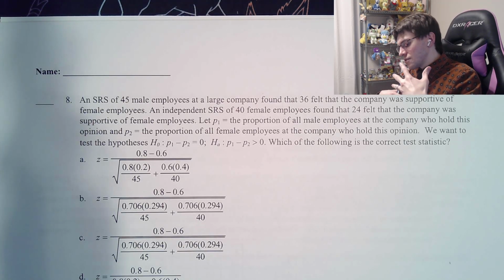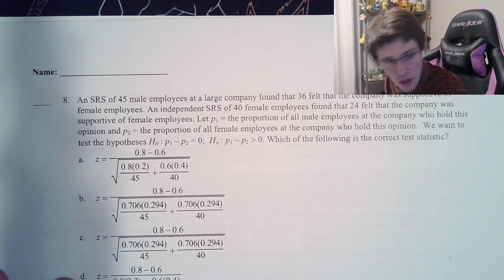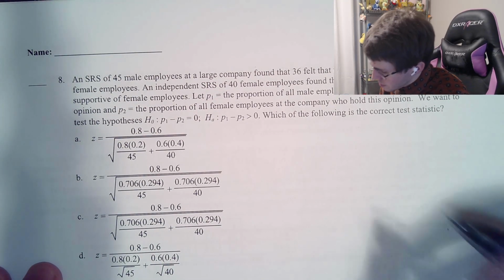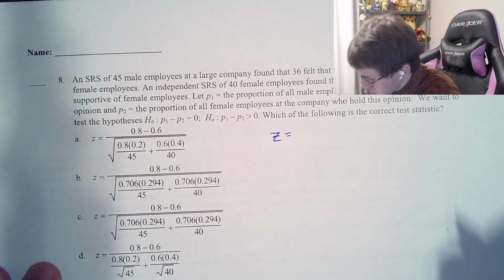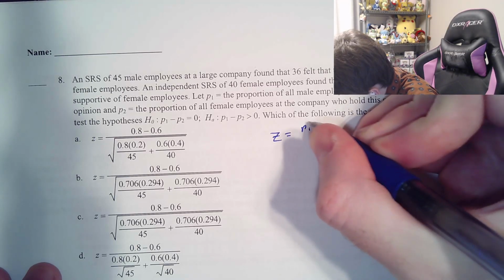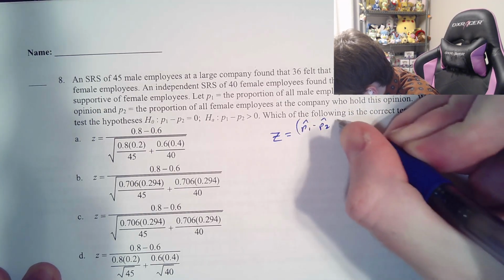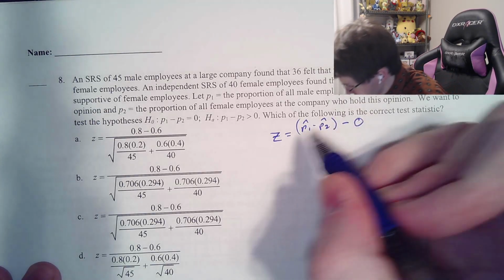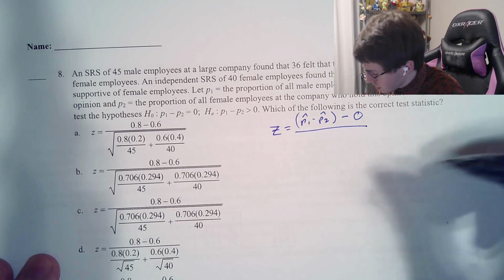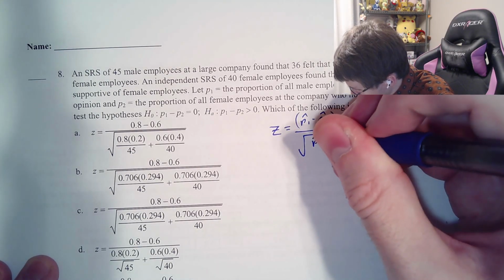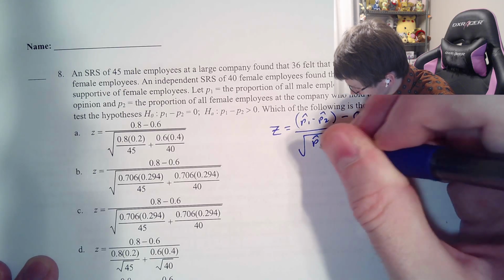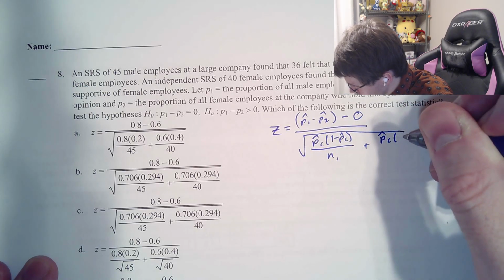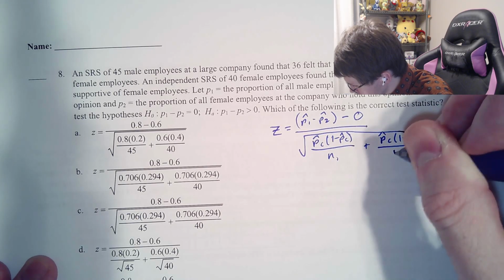So this one is, again, on our formula sheet, so I don't necessarily need to write it down, but I want to prove to you that it's possible to memorize these. It doesn't need to be perfect. Our Z value is always going to be equal to P1 hat minus P2 hat, minus, and it's almost always minus 0, which is why none of them have an extra minus sign on these ones. And then after that, our big huge square root is P hat C times (1 minus P hat C) all divided by N1, plus P hat C times (1 minus P hat C) all divided by N2.